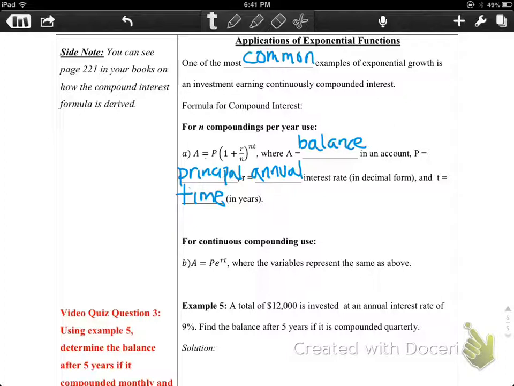Okay, so that's if you have n compoundings per year. If you're told that it's a continuous compounding, then you use the formula A equals P times e to the rt. Notice that exponential function, where the variables represent the same as above, but now we don't have that n because we're not doing compoundings per year. We're just having a continuous compounding.